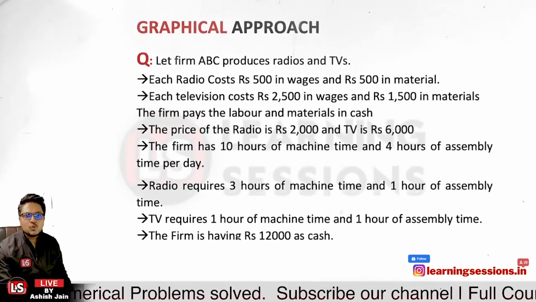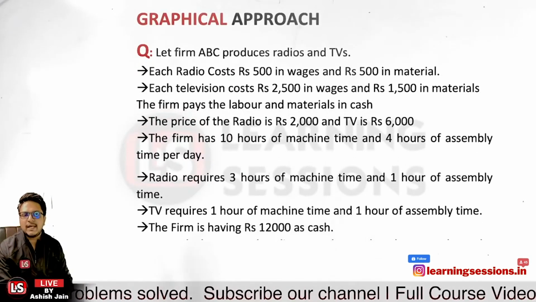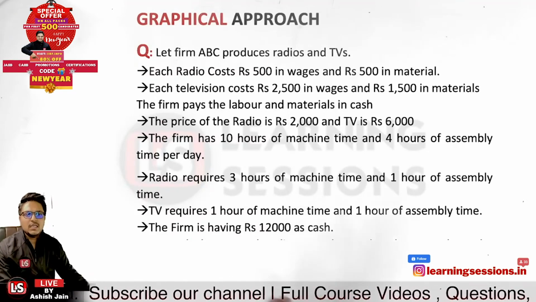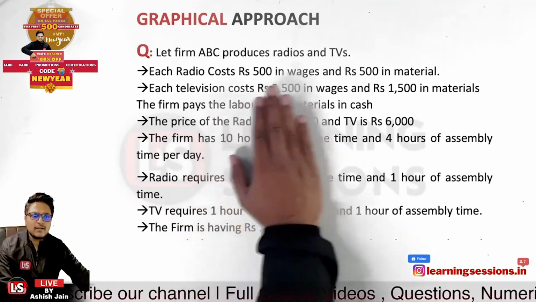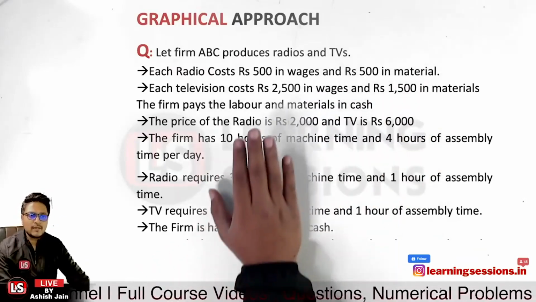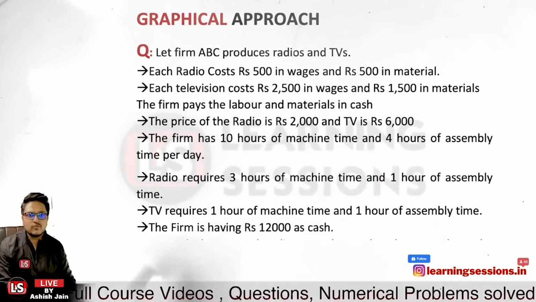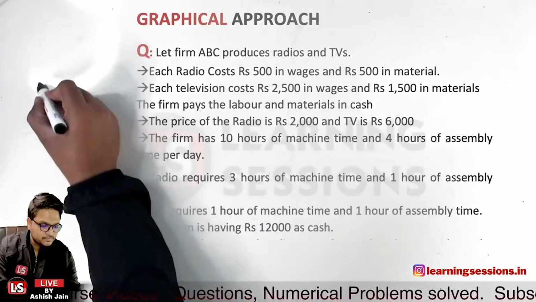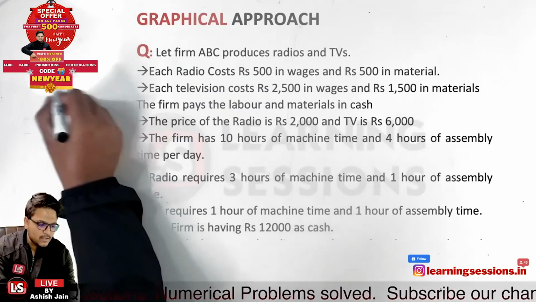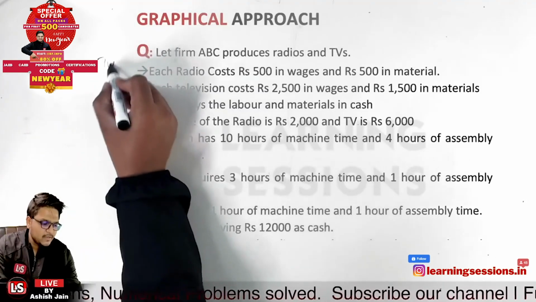Let firm ABC produce radios and TVs. Each radio costs rupees 500 in wages and 500 in material. So we can say the cost of radio. We'll be letting radio as X and TV as Y.